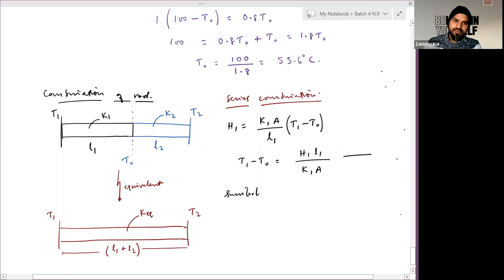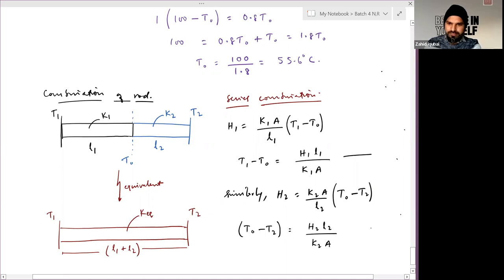Similarly, for second rod, heat current will be Ka divided by its length times temperature difference T0 minus T2. So again, if you calculate temperature difference using this expression, you will get T0 minus T2 equals to H into length divided by K into area of cross section.